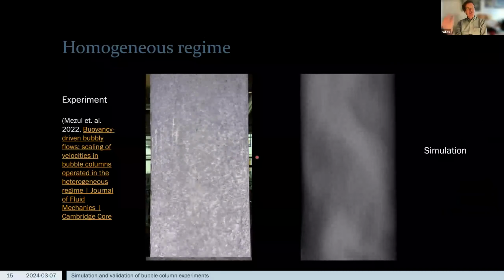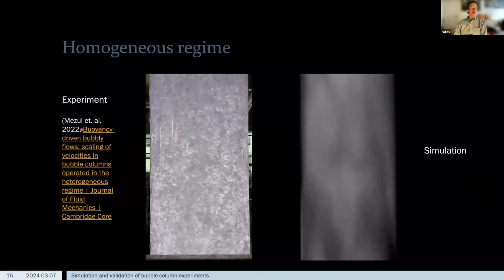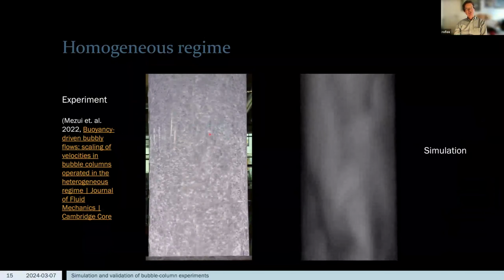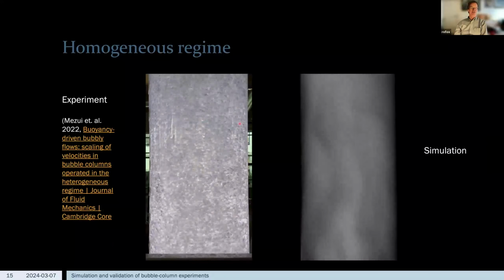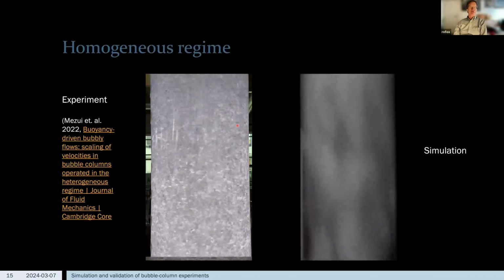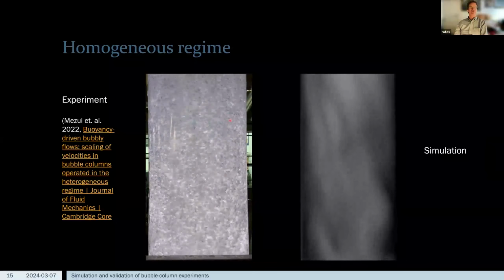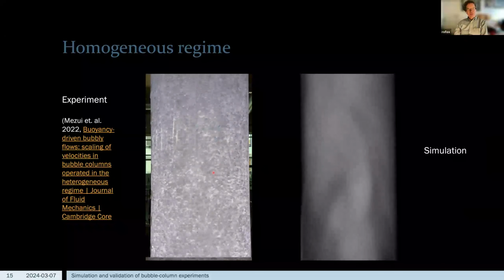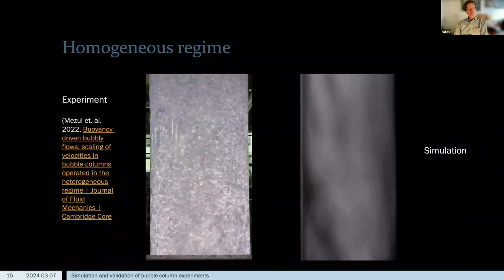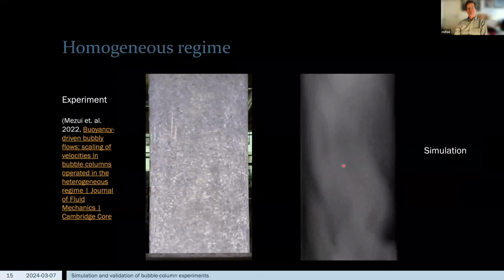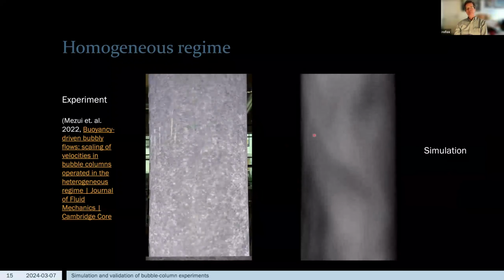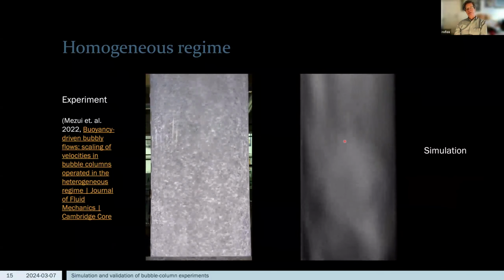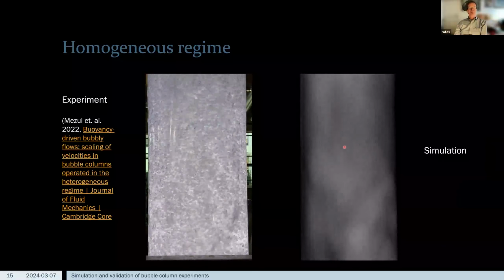Here are some comparisons. There is a movie available as supplementary material in the 2022 paper. In the experiments here for homogeneous flow, you can see there are fluctuations in the velocity, but the bubble volume fractions tend to be pretty uniform. There are some fluctuations, but not large. And in the homogeneous simulation, you see pretty much the same thing. If you look at the flow, this is at the wall, and this is across the center. The main thing you can see is that the bubbles are mainly moving upward everywhere. There is very little downward flow in the homogeneous regime.